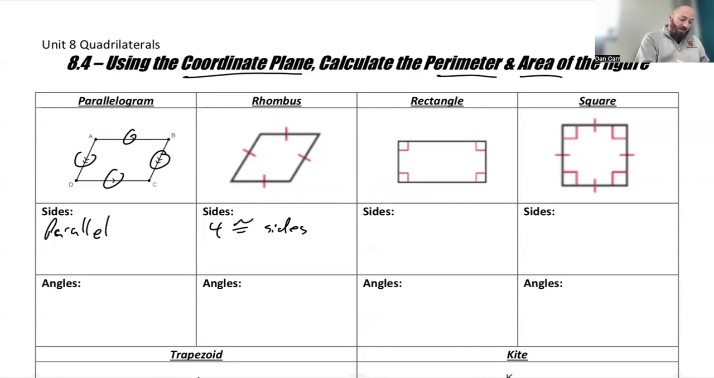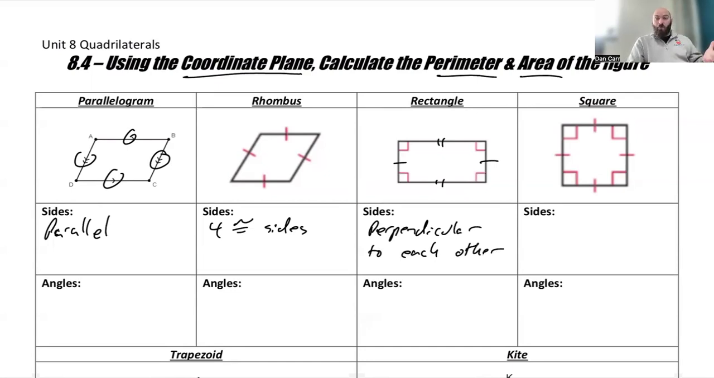With a rectangle, usually we have something like this. So not only are they parallel, but the sides are perpendicular to each other. Okay. Finally, with a square, remember that's a rectangle and a rhombus. So we have four congruent sides, and they're all perpendicular to each other.